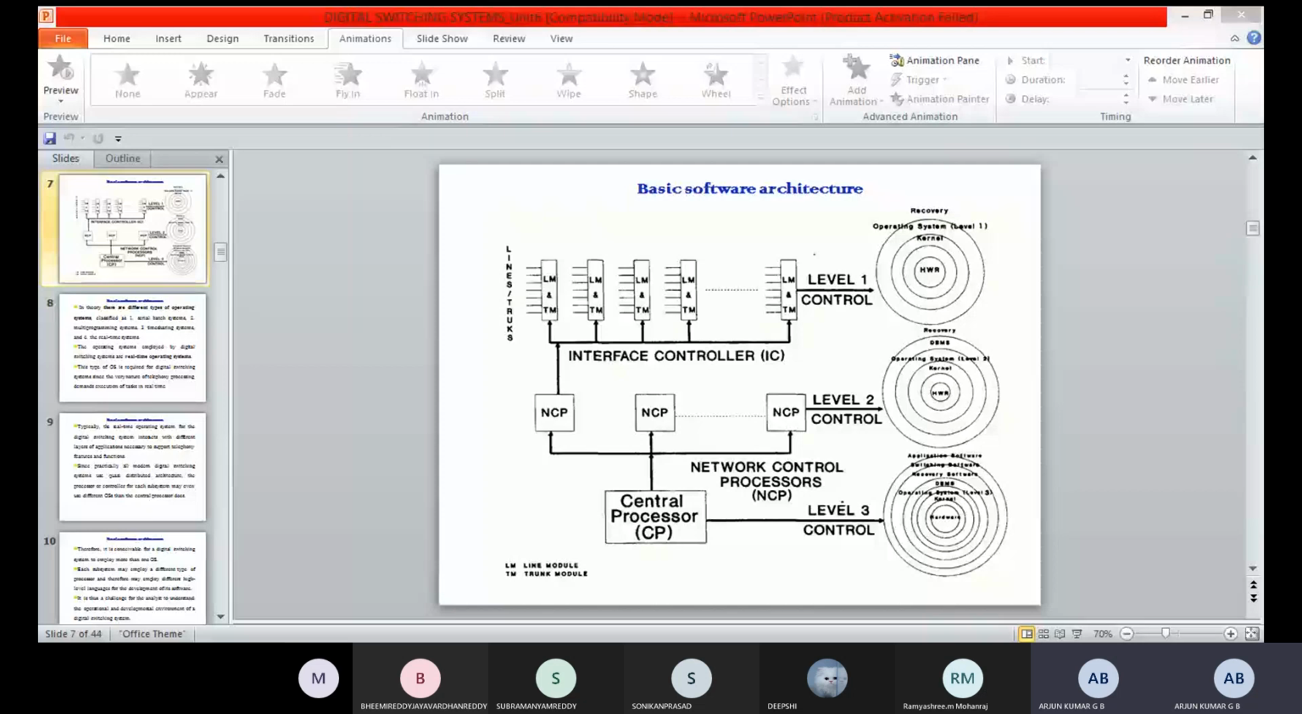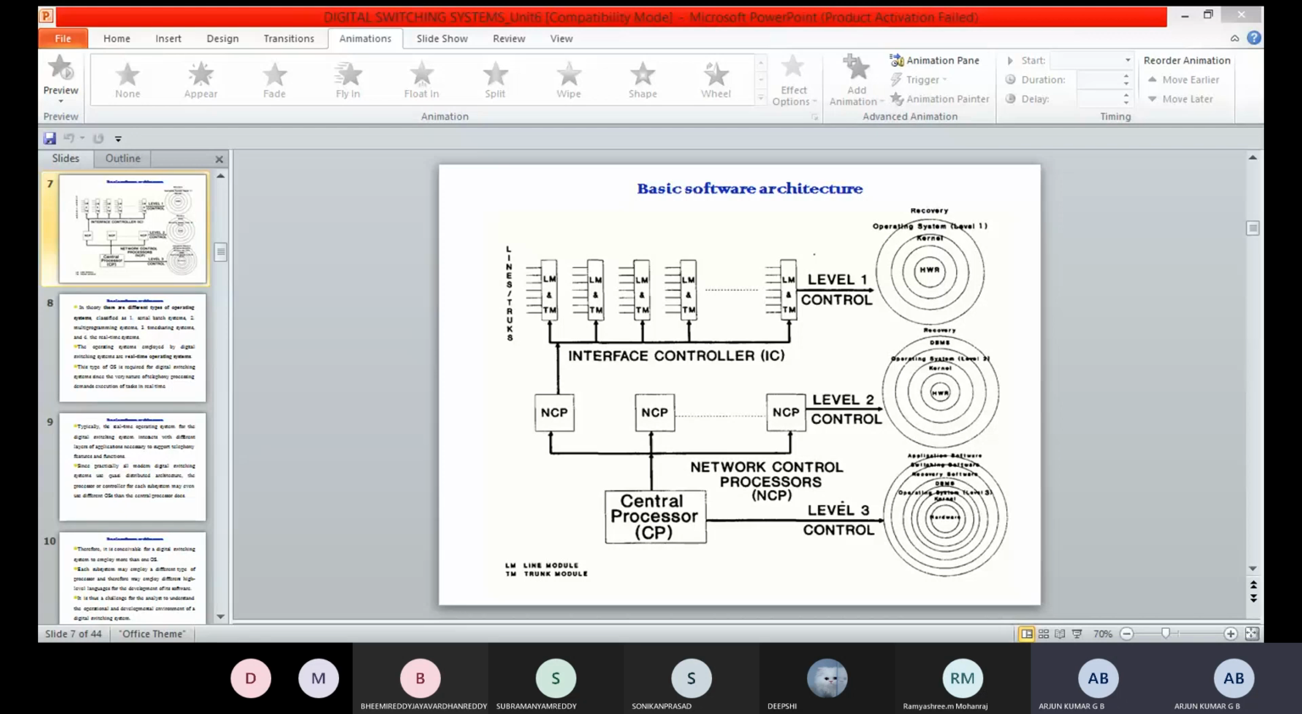That may contain some relational data or distributed database, customer database, and service routines. You can observe in the diagram also that all the NCPs are connected to the level 2 controllers. That's called the network control processors. This is the next level of this switching system architecture, named level 2 control.